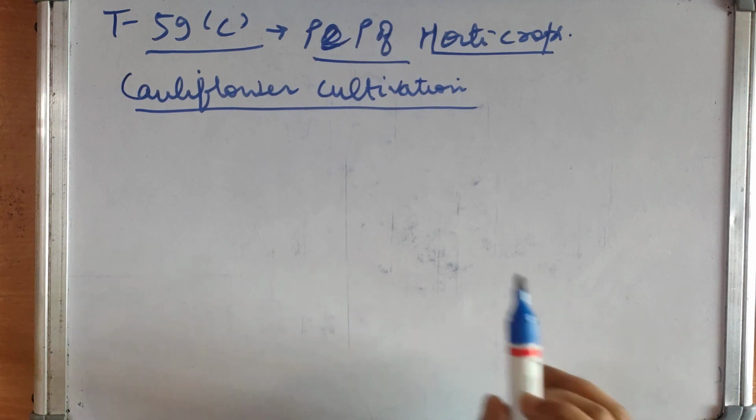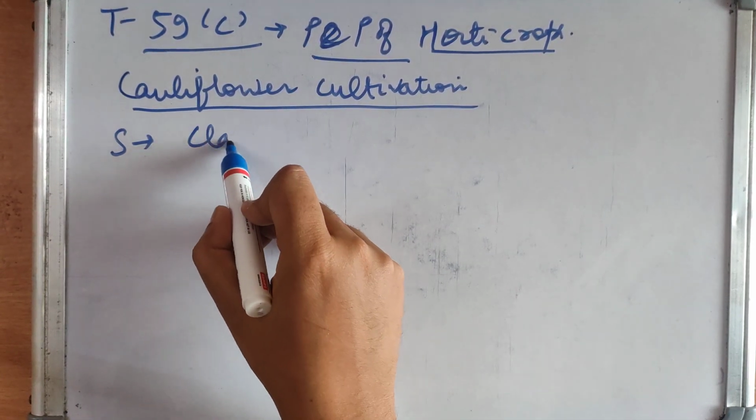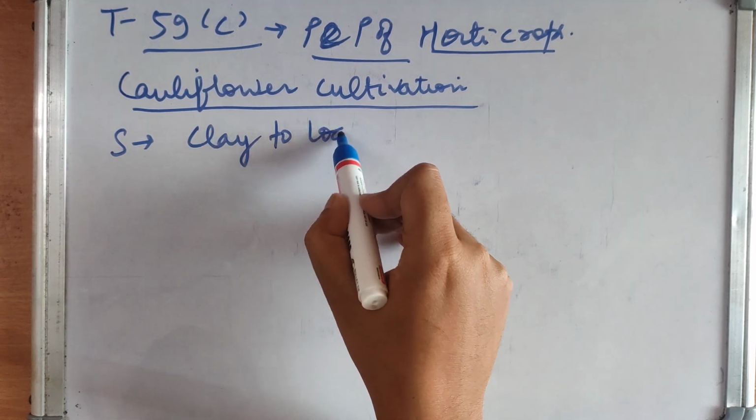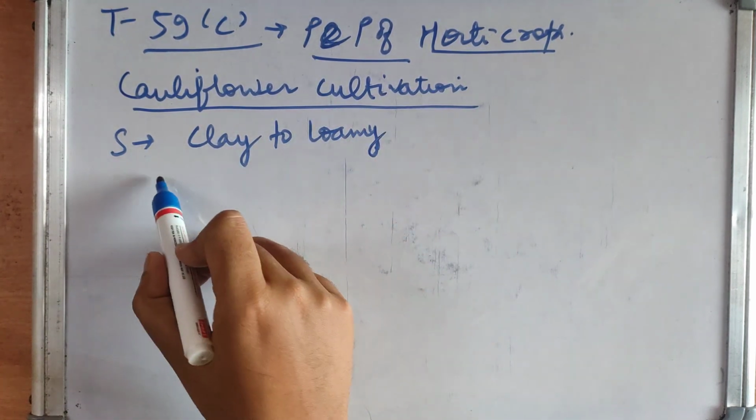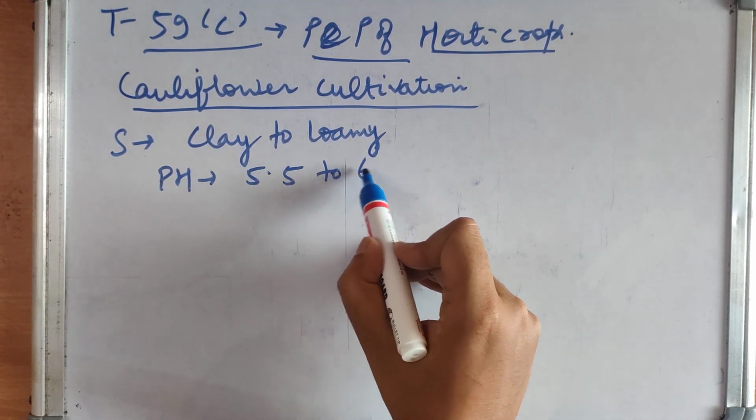So the soil needed is clay to loamy soil with pH around 5.5 to 6.5.